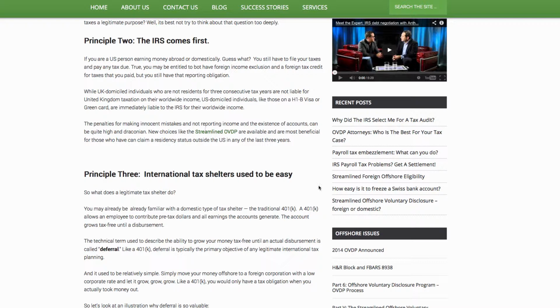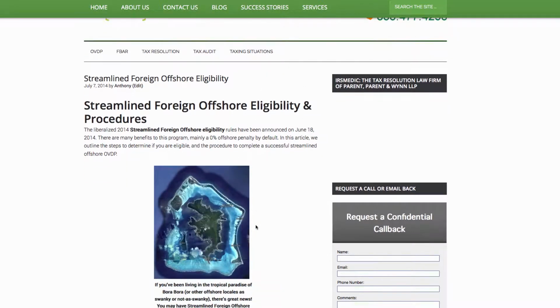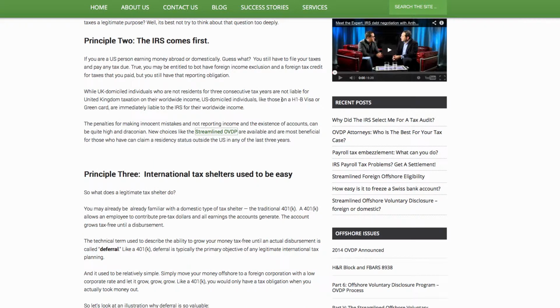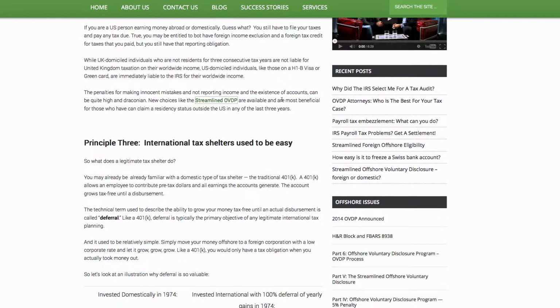And luckily there are new programs like a streamlined OVDP, linked to right here. And here's our page for this. We've gone over some of the eligibility here on our website. Hopefully you're eligible for this. This is definitely the best one out there. If you're not, there's other options that we can certainly help you out with.